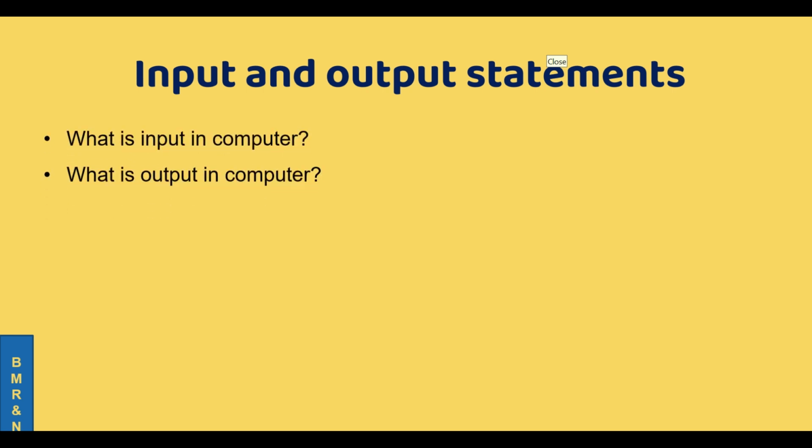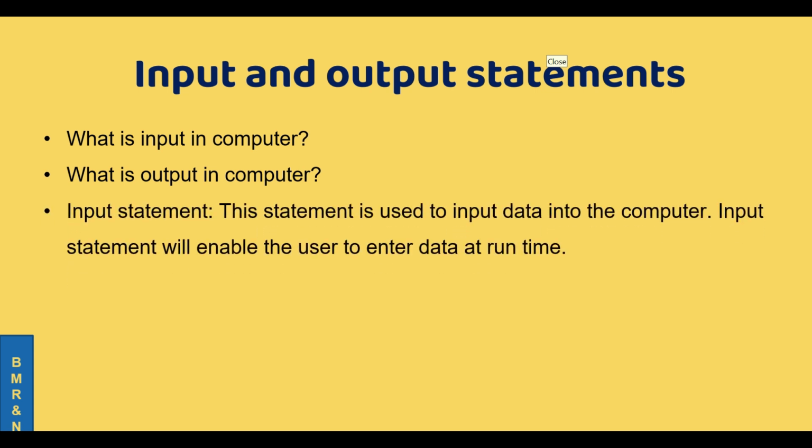What is input in computer? The data we enter, the instructions we give to the computer, either by clicking the mouse or by using the keyboard, are called inputs. In the same way, what the computer gives us back after processing is called output. So whatever is displayed on the screen is called output.